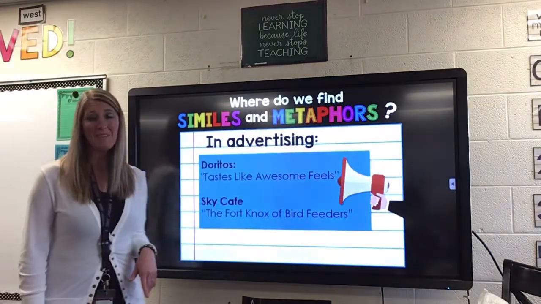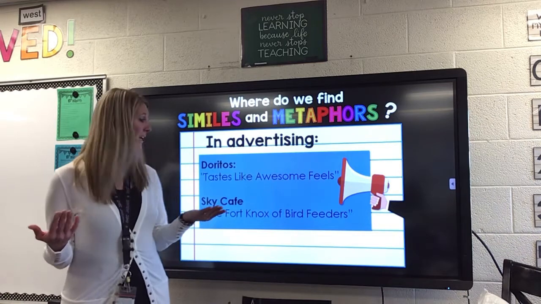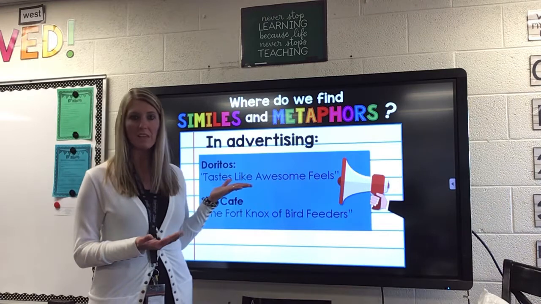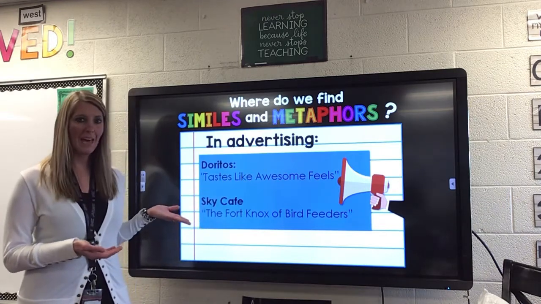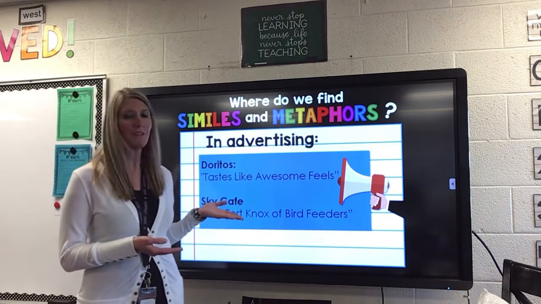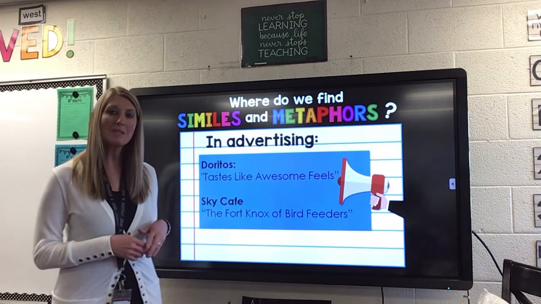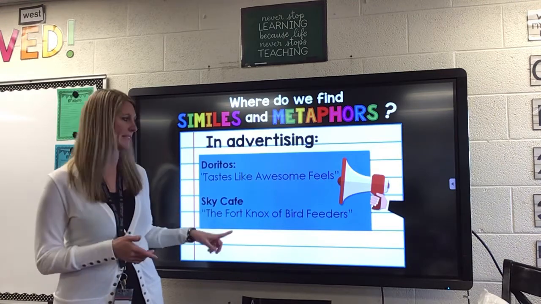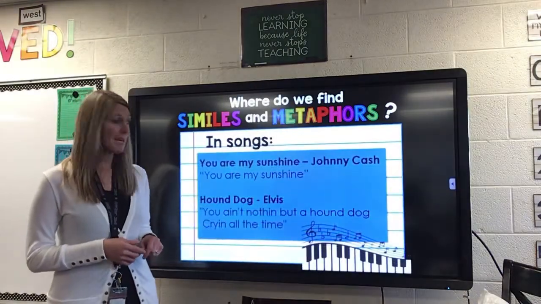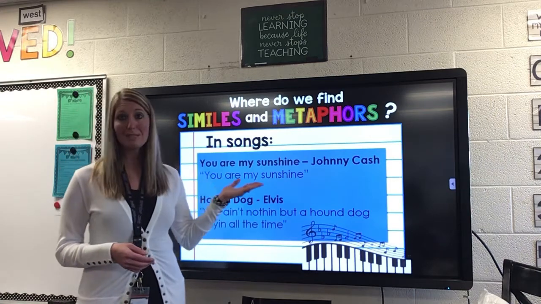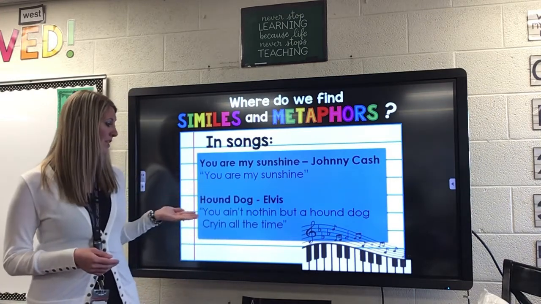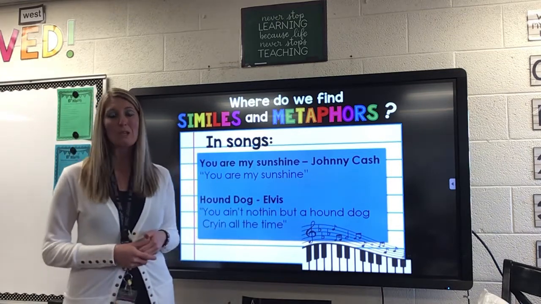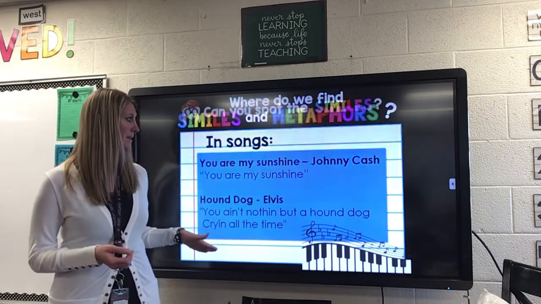We also see them in advertising. So if your mom and dad look in the newspaper, they might see them in like a Doritos ad. Tastes like awesome fields. Or maybe like a Sky Cafe. The Fort Knox of bird feeders is another example of how you would see it in a newspaper where they're advertising. They're getting you to try to want to buy it. Or sometimes in songs. For example, you are my sunshine. Or you ain't nothing but a hound dog crying all the time. Those are some really good similes and metaphors.